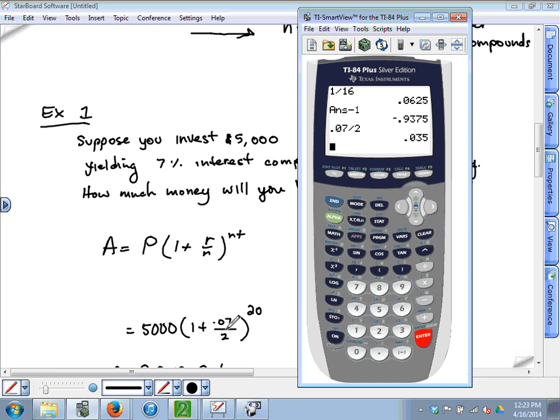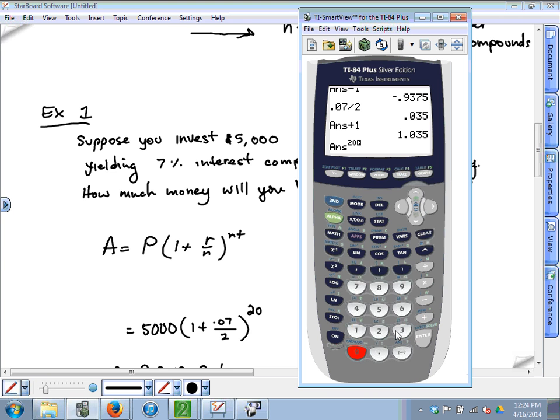What actually comes next in order of operations? I'd have to add 1, so on my calculator, I hit plus 1. That puts it to 1.035. What's the next thing I would do in order of operations? I heard 2 different things there. Do you raise it to the 20th power or do you multiply by 5,000? Exponents come first before multiplying, so we're going to have to raise it to the 20th power.